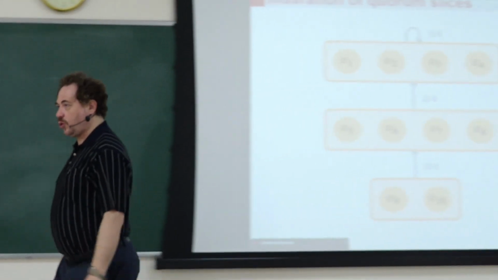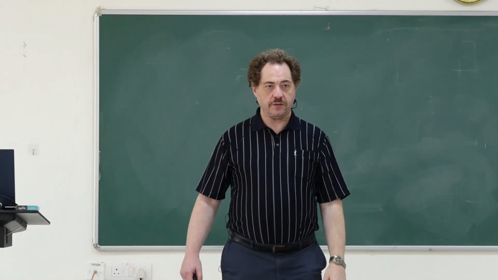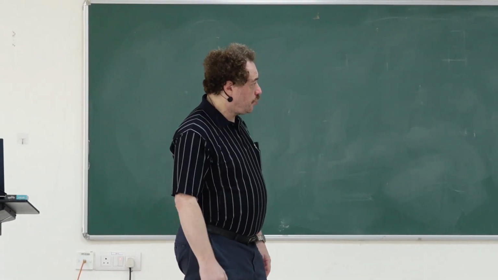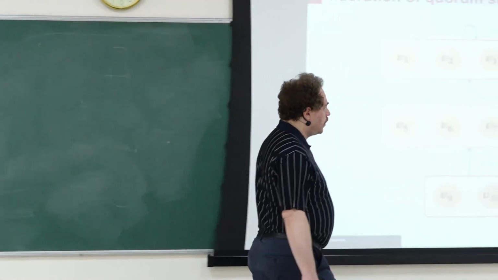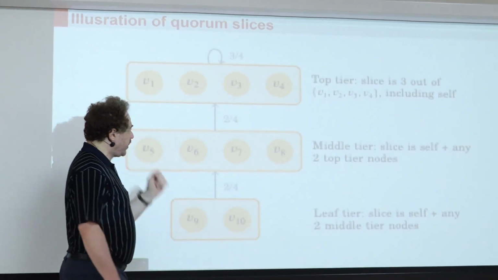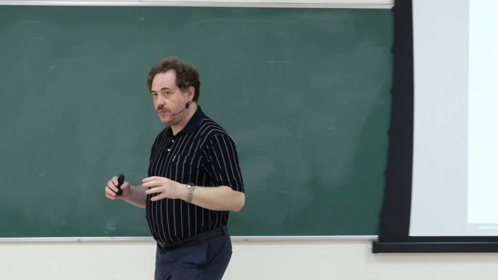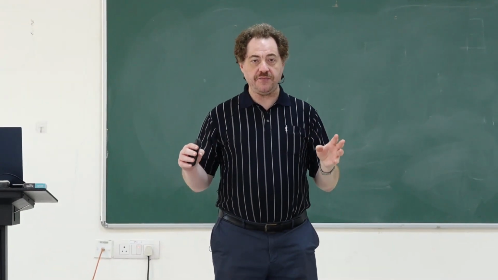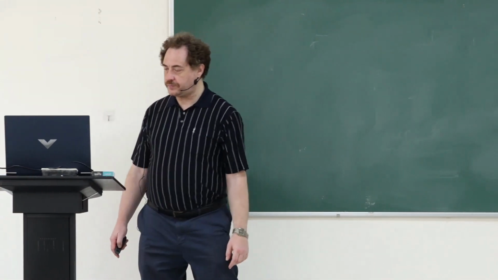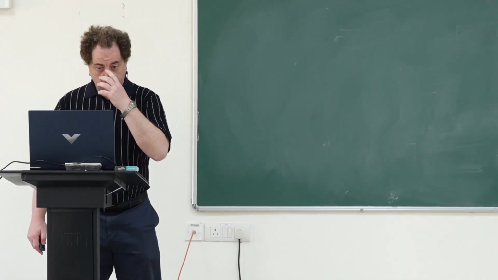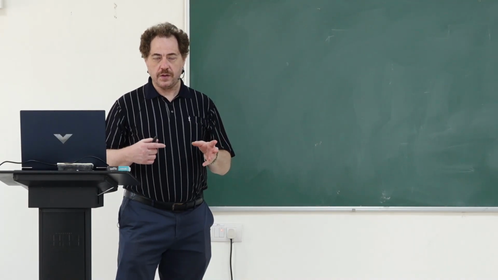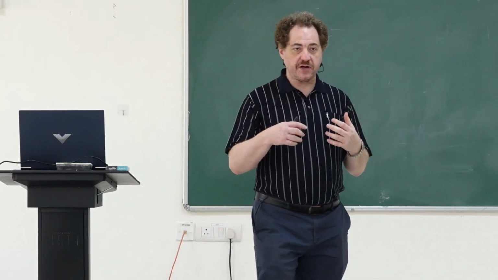But it's also possible for a slice not to include the node itself, right? It could be like here, a slice is 3 out of 4 nodes, and if it doesn't need to include itself, then this way the size of the quorum on a large-scale system can be significantly smaller than the size of the system itself, which is the point. So the idea of Stellar is to build dynamic federated quorums on the fly.